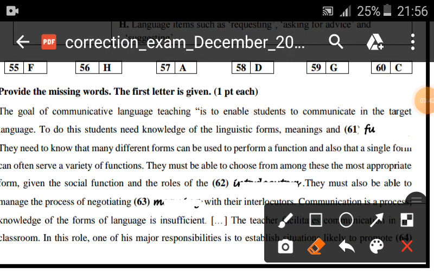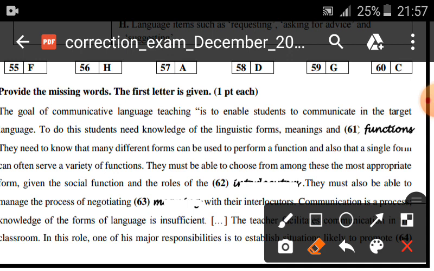Language teaching is to enable students to communicate in the target language. So here we have an exercise with missing words. They give just the first letter. Let me read it for you and explain the idea of this paragraph, then we'll give you the correct words. To do this, students need knowledge of the linguistic forms, meanings, and functions. Here functions is the right answer.